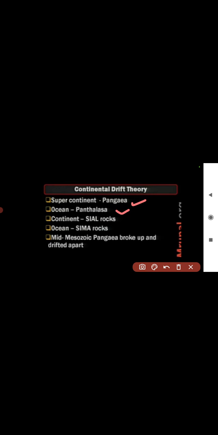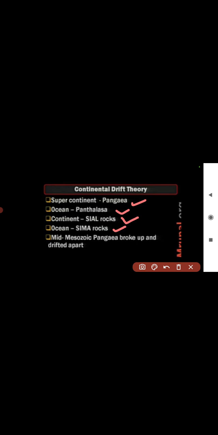Continental drift theory also gave something about sial rocks and sima rocks, that is, sial rocks are found in continents, and sima rocks are found in oceans, and many more. So this gave the idea about sial rocks and sima rocks too. Again, it gave the idea that in the mid Mesozoic, Pangaea broke up and drifted apart. So almost in the mid Mesozoic time, 300 or 400 million years before, there was a supercontinent known as Pangaea, and it broke down and drifted.